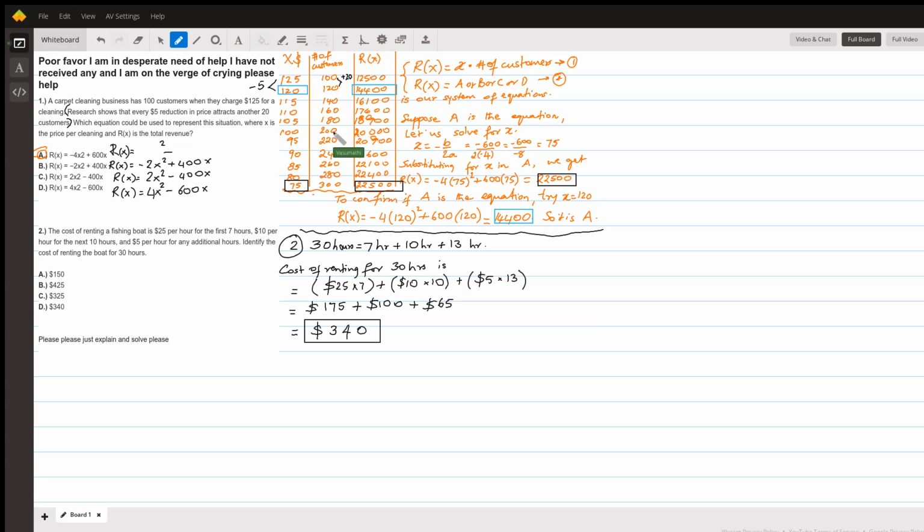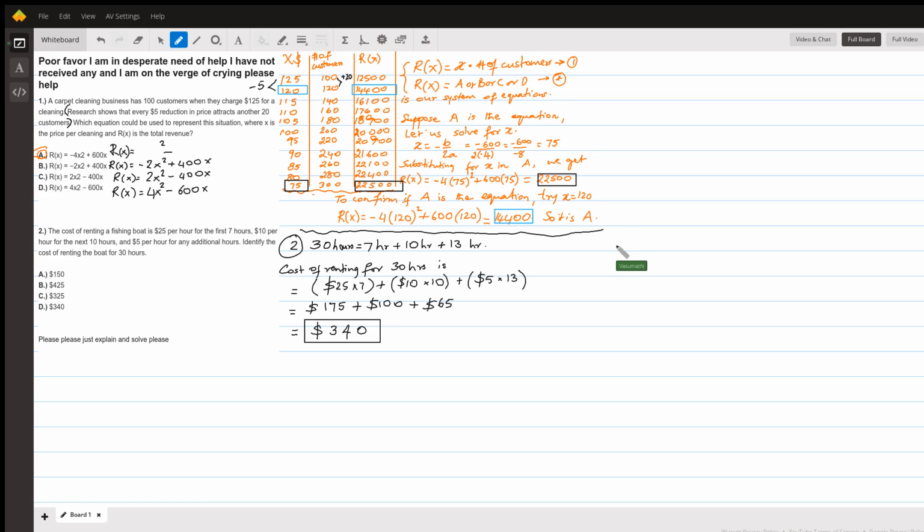I'm going to encourage you to try the other options as well. That will be a good way to practice your calculations. I want you to try all the other equations and see if your simplification will give you the same numbers as you have in this chart for the revenue.